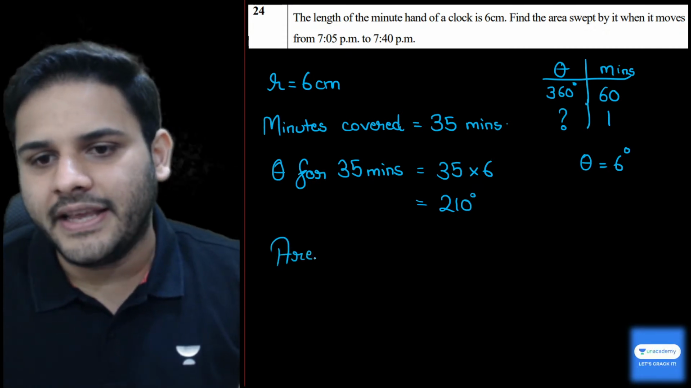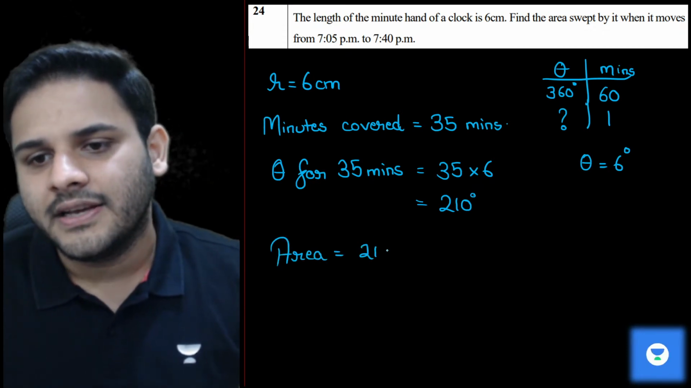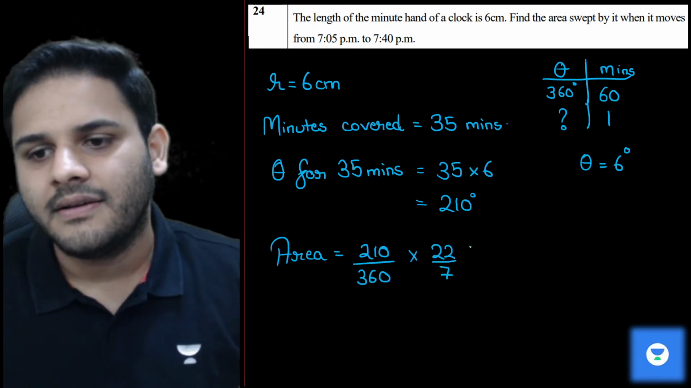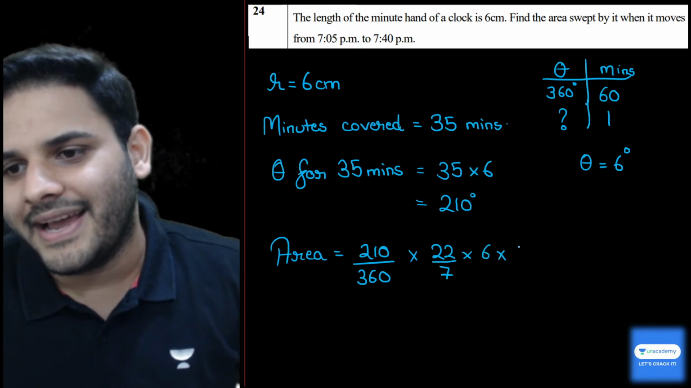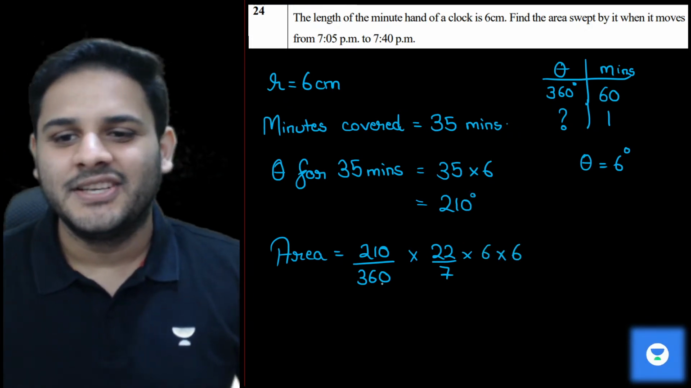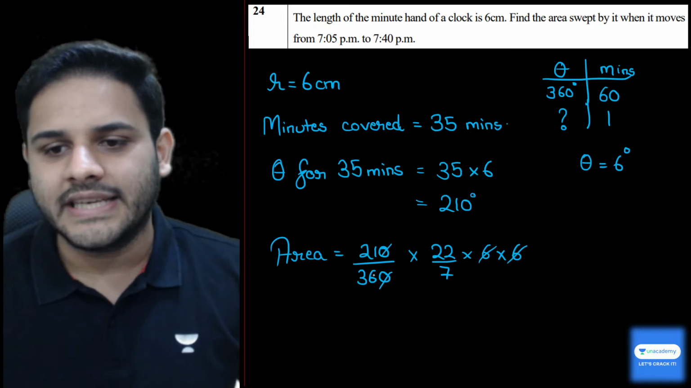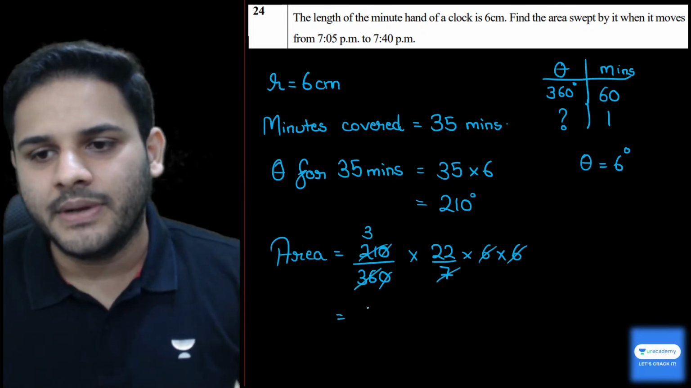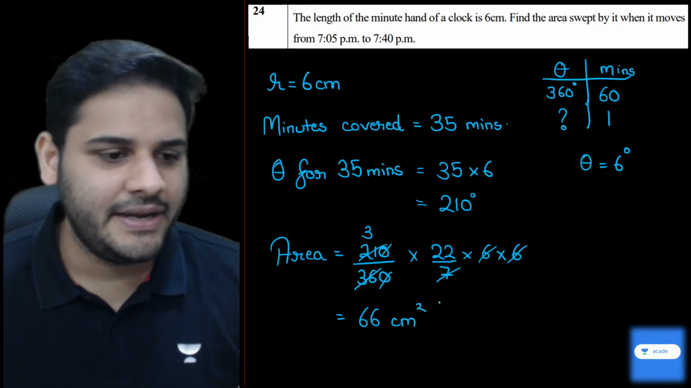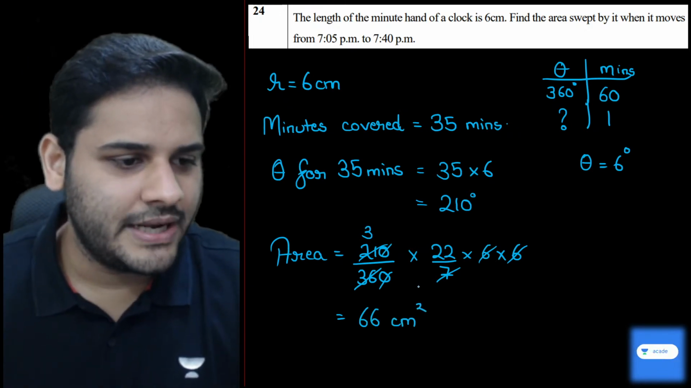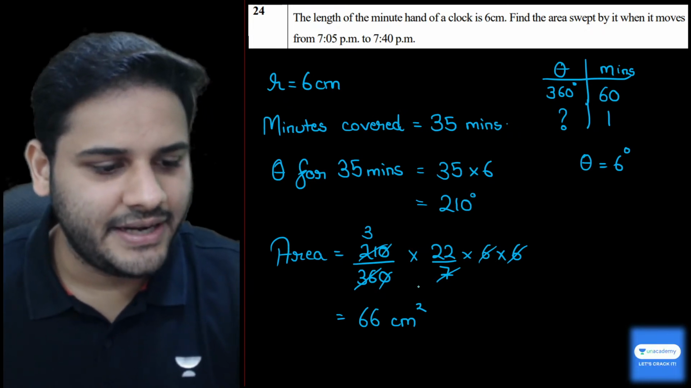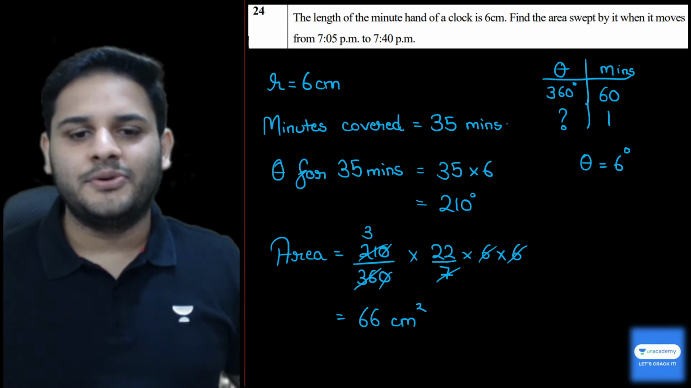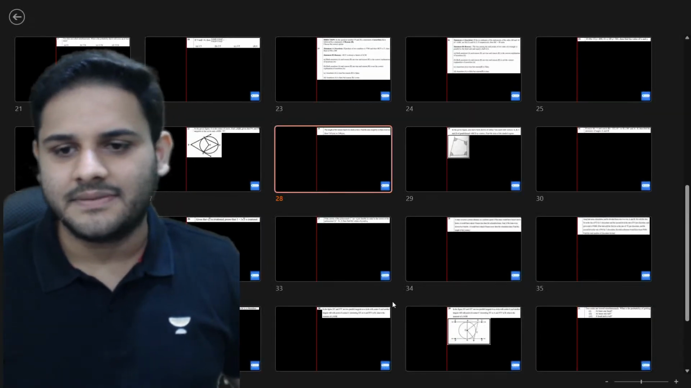Now you have to find the area. So the formula is theta upon 360 into pi r square. This and this go off. Both the 6's get cancelled. The 3's also cancel. So you will get 66 centimeter square. Is it clear to everyone?